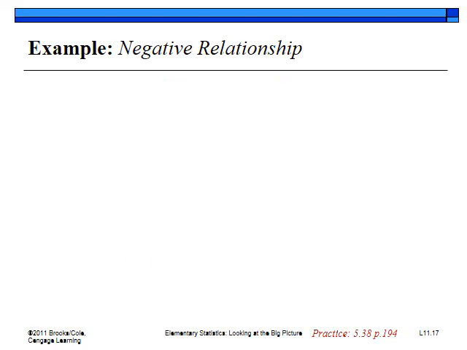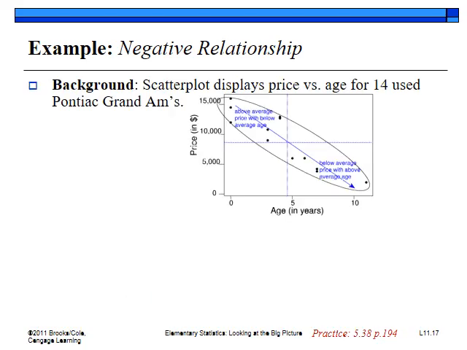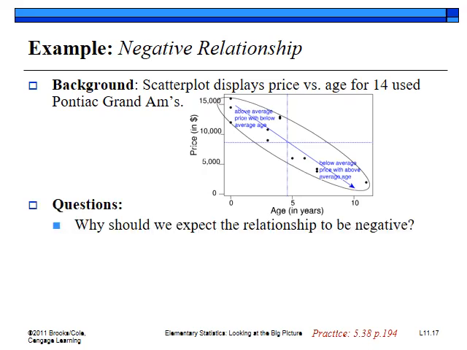Now let's look at an example where the direction is negative. Here's a scatter plot that displays price versus age for 14 used Pontiac Grand Ams, only the best for us. So on the vertical axis we have price, on the horizontal axis we have age. Why would we expect this relationship to be negative? And does this relationship appear to be linear? And if so, is it weak or is it strong?